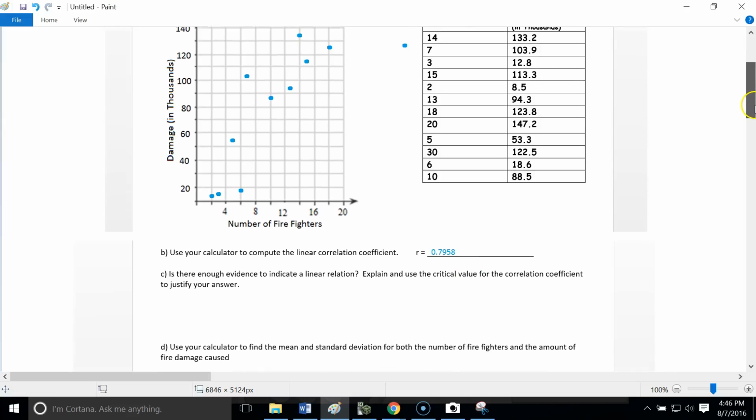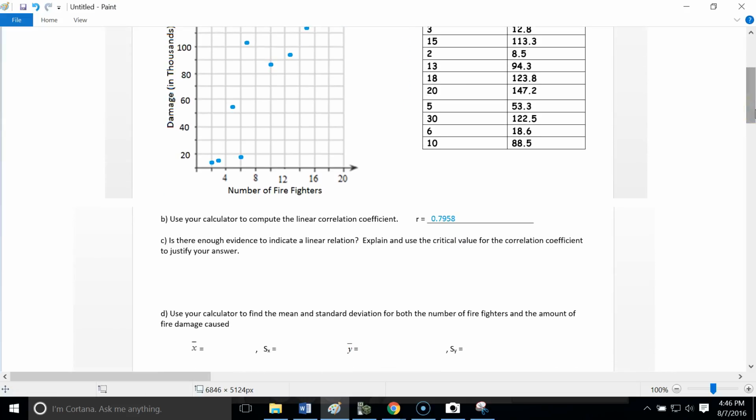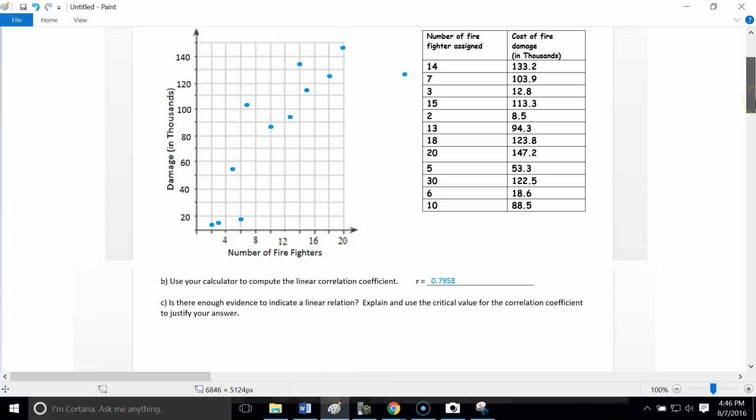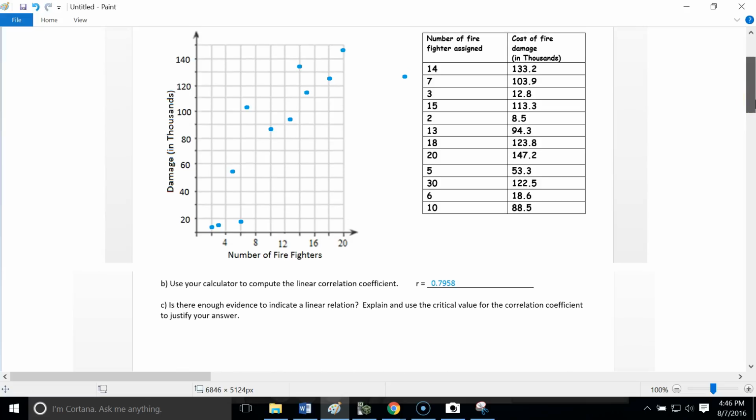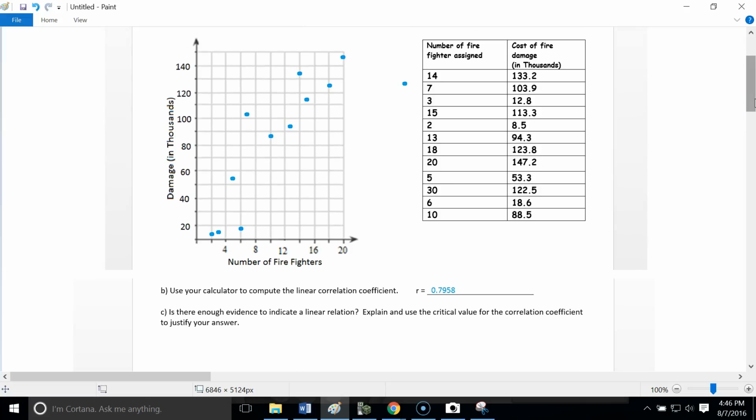Okay, moving on. Is there enough evidence to indicate a linear relation? Explain and use the critical value for correlation coefficients to justify your answer. A table was given to you with values that indicate the cutoff point, the minimum number required in order to get a linear relationship. So the first thing we have to do is count how many values we have here. 1, 2, 3, 4, 5, 6, 7, 8, 9, 10, 11, 12.